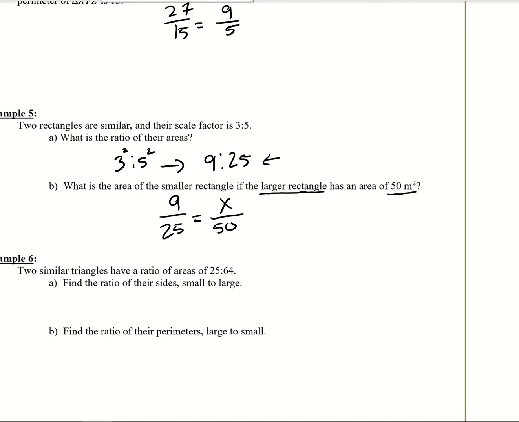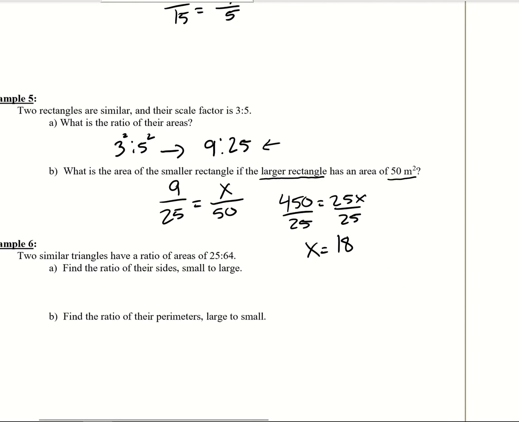Okay, so cross multiply and divide, you get 450 equals 25x. Divide by 25. And x is going to be 18. If the denominators go into each other like that, or the numerators do, it doesn't matter. Like 25 goes into 50 two times, you could just double the fraction in this case.